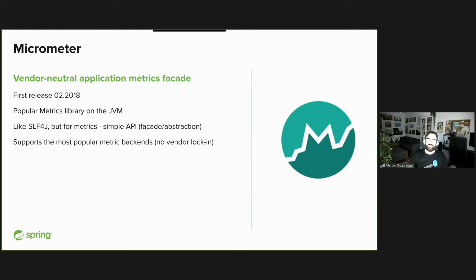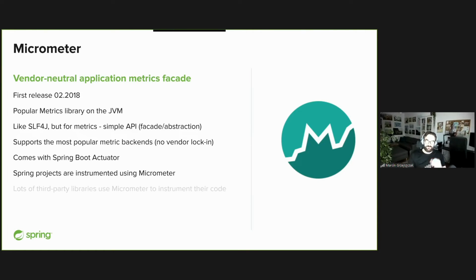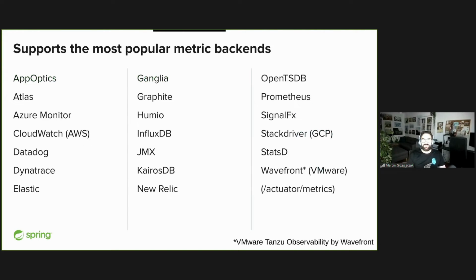You don't have vendor lock-in. You don't have to use specifically the API of a given vendor. No, you use our facade, and different metric backends can be plugged in. If you add Spring Boot Actuator to the class path, you get Micrometer out of the box. And a lot of Spring projects are being instrumented using Micrometer. So we eat our own dog food. However, the community also likes Micrometer, and there's a lot of third-party libraries that are using Micrometer to instrument their code. And when we say that we support the most popular metric backends, we mean it. So we have quite a lot of those.